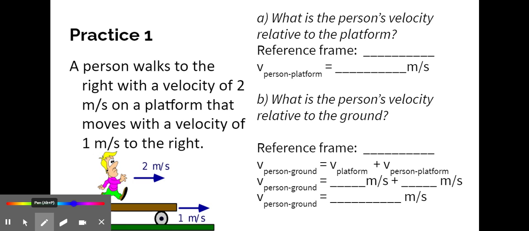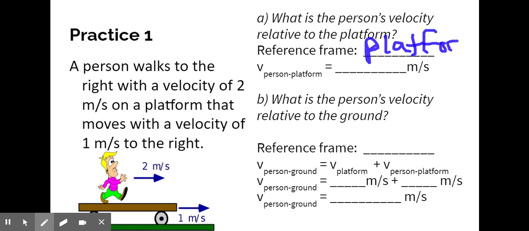So our reference frame is the platform. What we need to do is just look at the things that are moving on the platform. We don't need to think about what the platform is doing. It's like you in your room. We're not looking at what your room is doing, how it's rotating around the earth. We're just looking at you sitting in your room. So with respect to the platform, this person's velocity is just 2 meters per second.